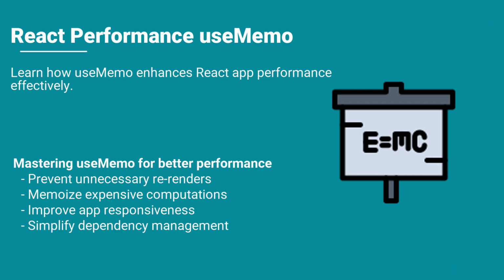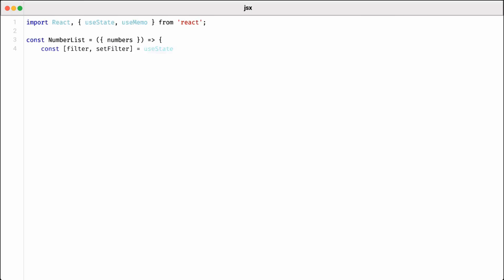The syntax is straightforward. const memoizedValue = useMemo(() => computeExpensiveValue(a, b), [a, b]). In this example, the function computeExpensiveValue will only run when a or b changes, preserving the previous result otherwise. Now let's implement a simple React component called NumberList, which will allow us to filter through a list of numbers based on user input. We start by importing React along with the useState and useMemo hooks.